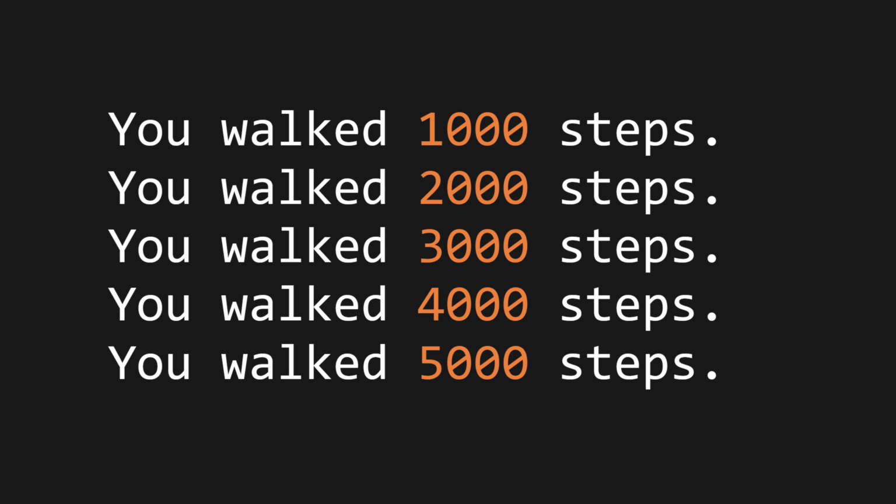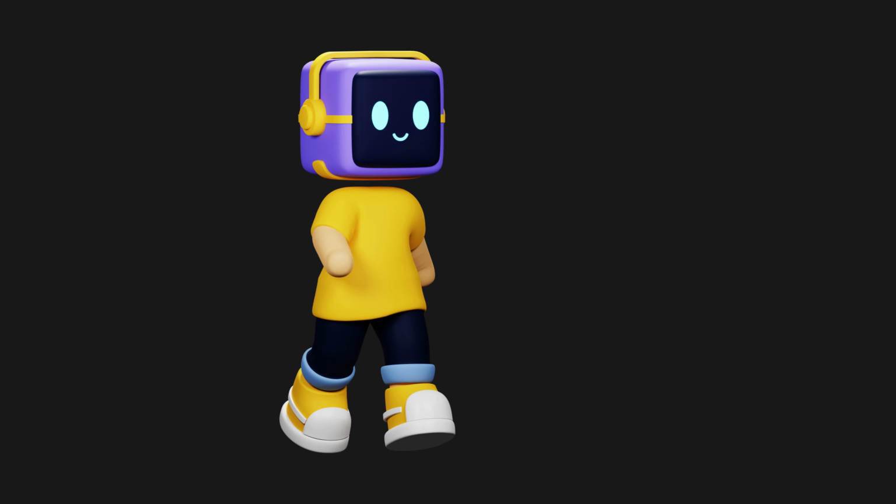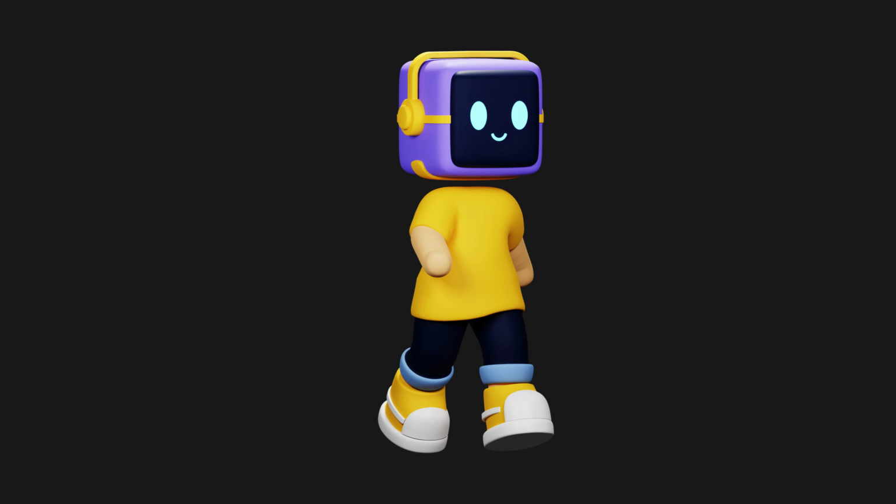Output is the same, but here you don't need to write extra code for starting and checking. Everything is in one line. Int steps = 1000, that's the starting point. Steps <= goal, that's the condition to continue. Steps += 1000, how much to increase each time. Think of it like telling a robot walk 1,000 steps exactly 5 times.